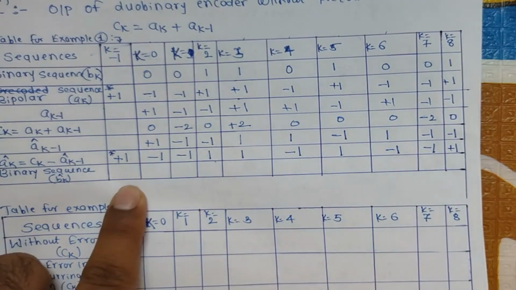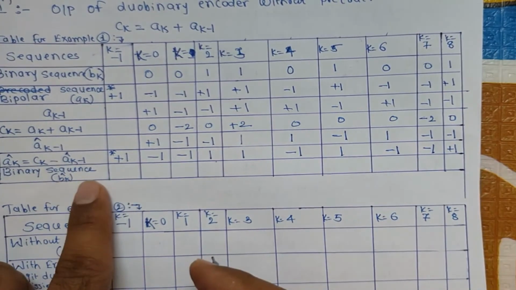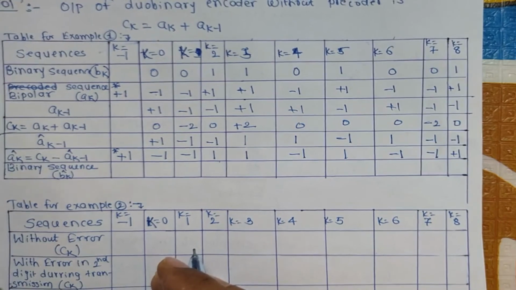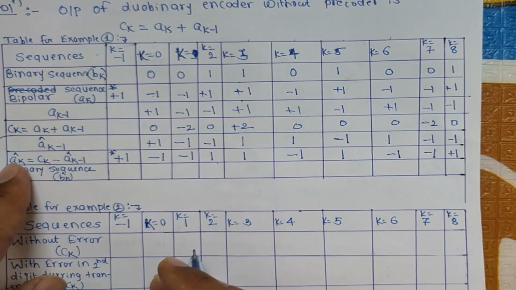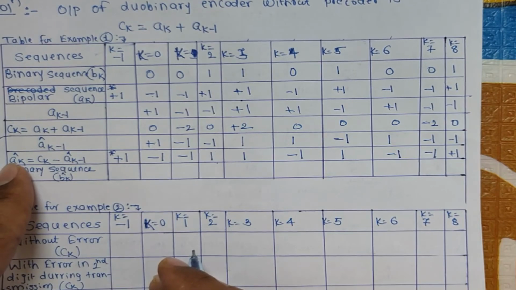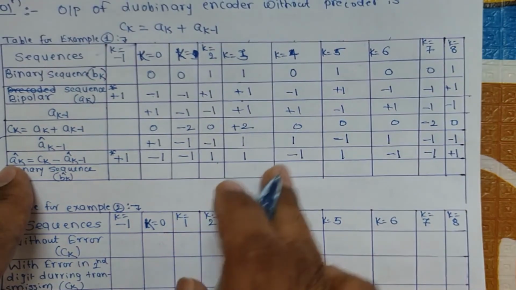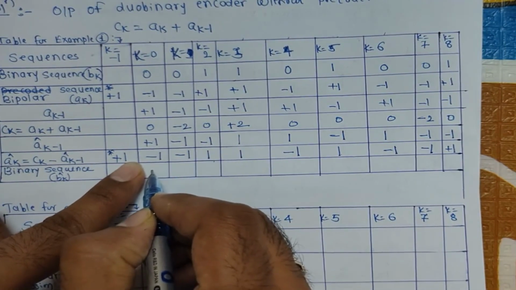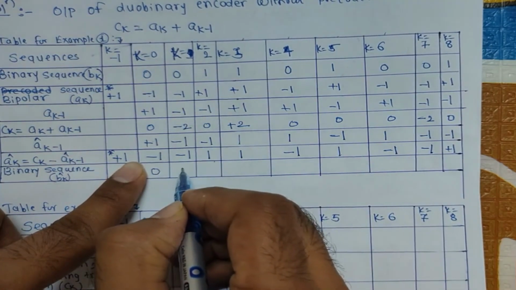Now let us write the final output, that is the binary sequence. This is nothing but the output of the decision device. And what decision have we seen? If the value of AK cap is greater than 0, it will be 1, and if it is less than 0, it will be 0. So since it is less than 0, it is 0.